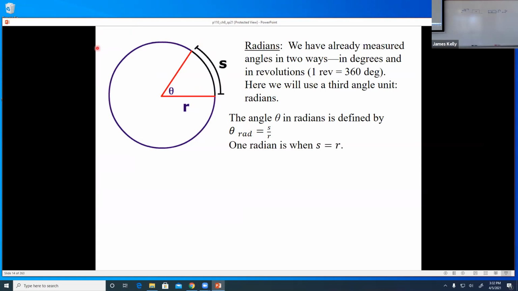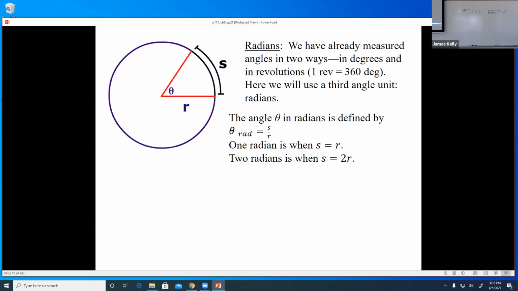Most people don't have a good intuition about radians, but the picture here is showing an angle that's about 1 radian. 1 radian would be when s equals r, right? And in this picture, it looks like r is about the same as s. So that's about 1 radian in terms of angle there, right?